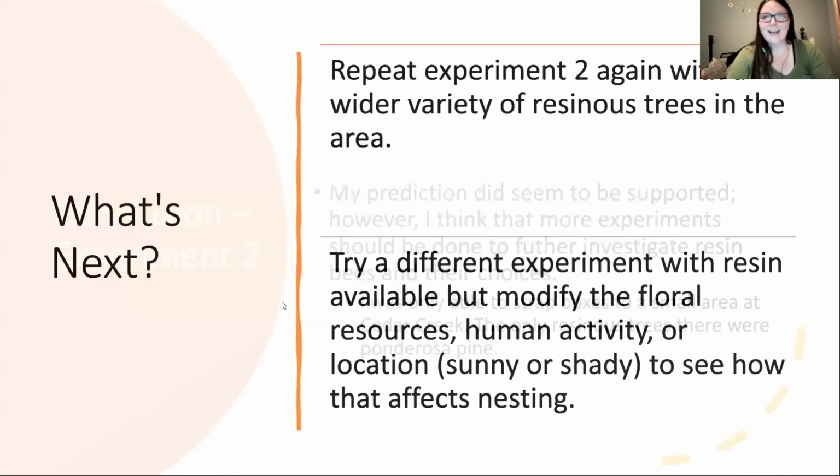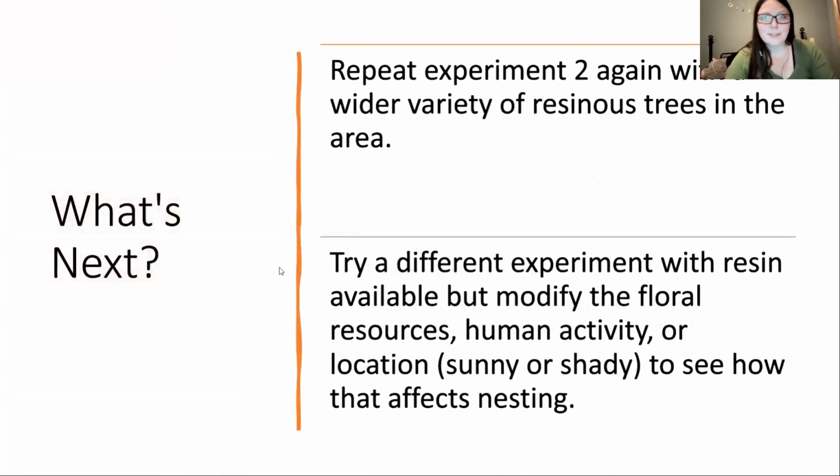So what's next? I think to repeat experiment 2 again with a wider variety of resinous trees in the area would be good. I also think to try a different experiment with resin available, but to modify the floral resources, the human activity, or the location, make it sunny or shady, and see how that affects nesting. Of course, only modify one of those variables at a time, just to see which one of those has a bigger effect on how bees nest. If one of those has a bigger effect, or if all of them have an equal effect.